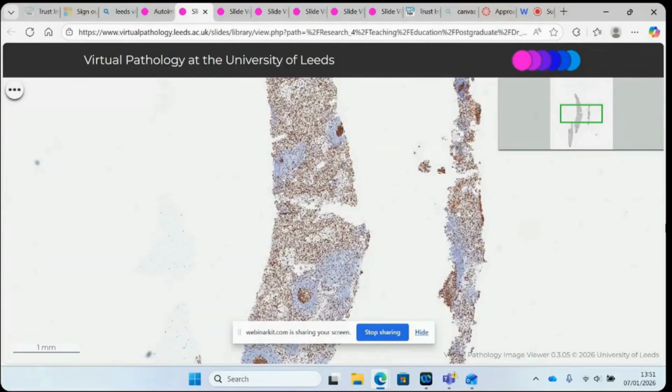So let me just see. I've got another computer on the go, which has logged itself out, so I just need to reopen it.